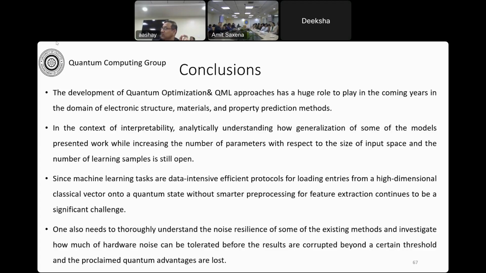Generalization is obviously an important aspect. How will we achieve generalization and interpretability in quantum, far higher than the present ML level of generalization and explainability? Those are some of the challenges. Large data-intensive protocols, mapping high-dimensional vectors into quantum states, are still a challenge due to the limitations of error and the number of qubits. And obviously noise resilience, hardware noise management, and demonstrating quantum advantage.